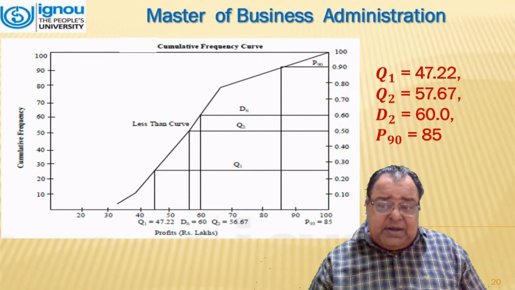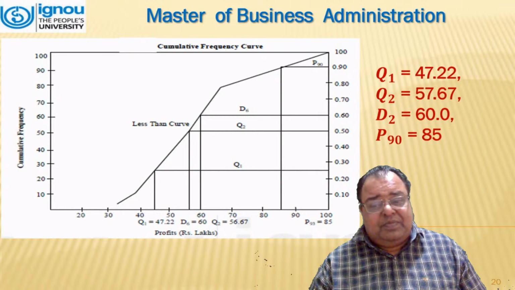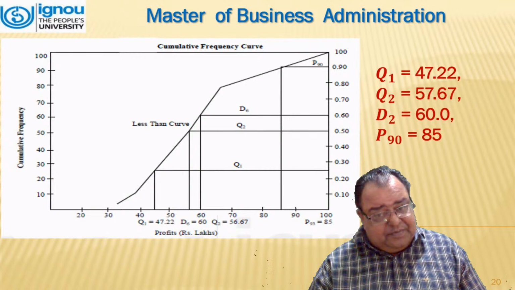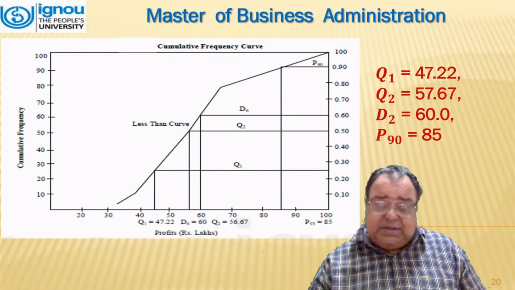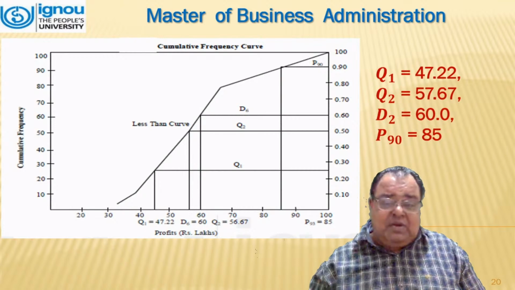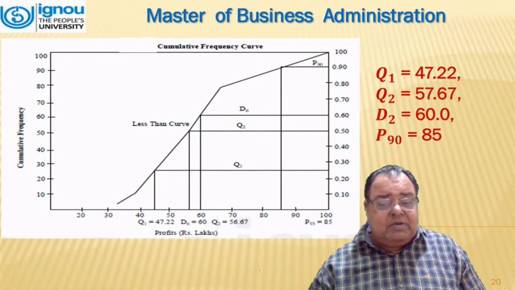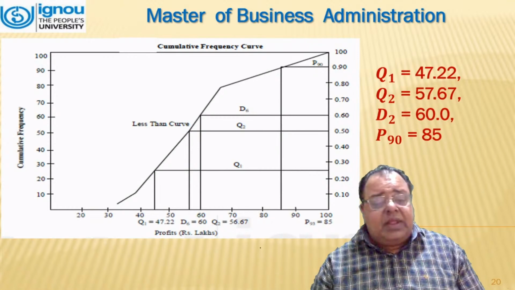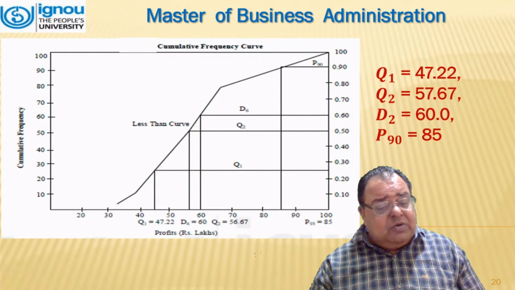Now we have to find Q2. Q2 is basically the median. How to determine it? We know, as the theory says, 50% will be on the higher side and 50% will be on the lower side. We have found 50% on the right side. We draw a horizontal line where it meets the less than curve. At that point, we draw a perpendicular line, and Q2 comes out to be 56.6.